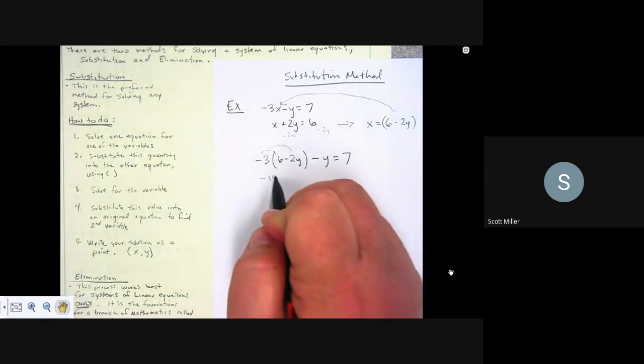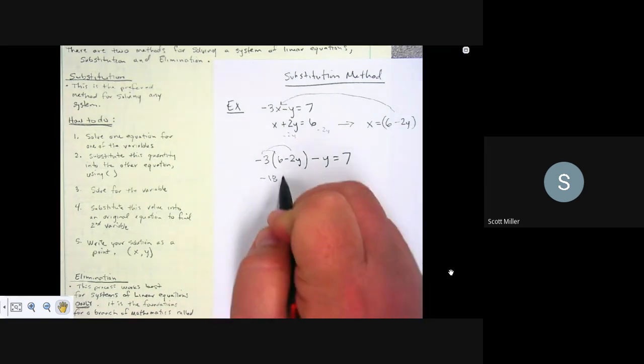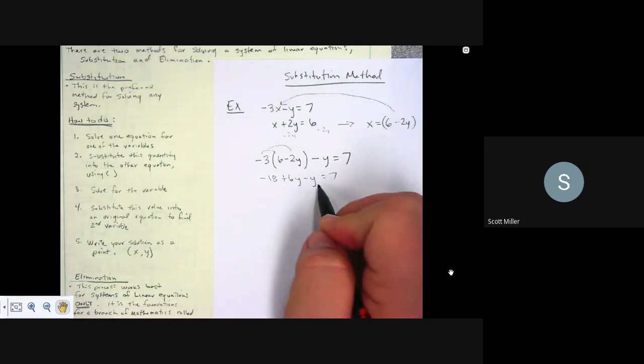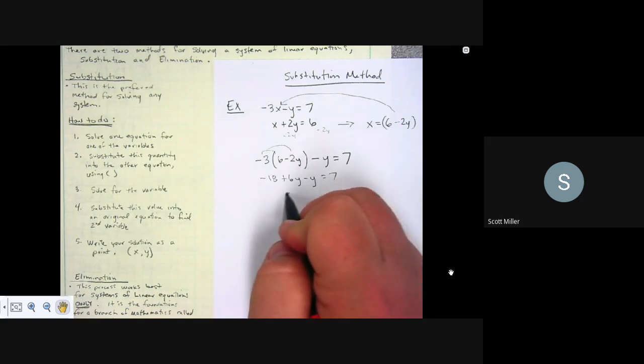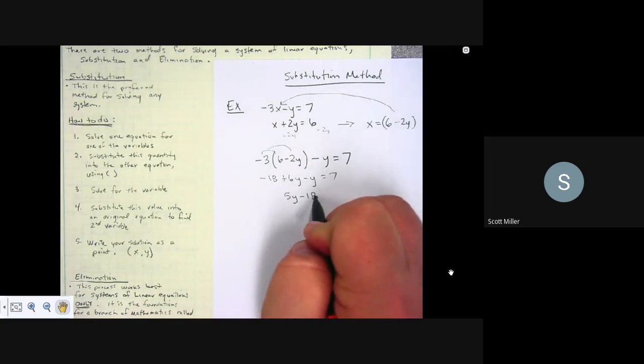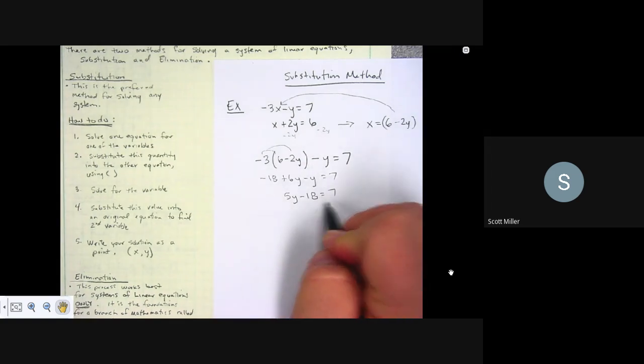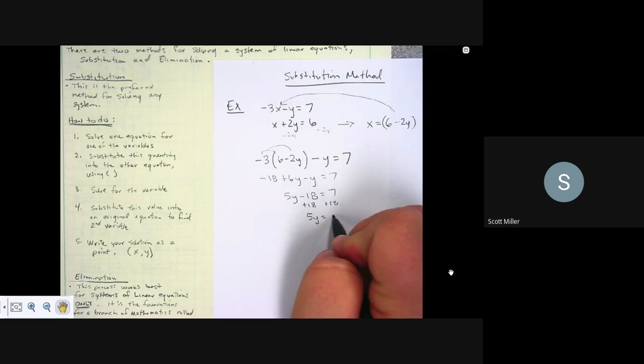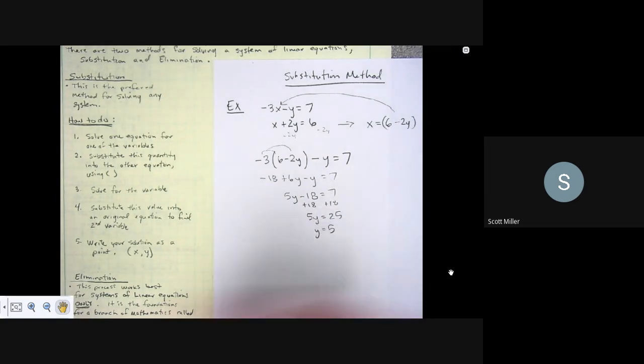So negative 18 plus 6y minus y equals 7. Combining like terms, I get 5y minus 18 equals 7. Add the 18. And so 5y equals 25. Divide by 5, y equals 5.